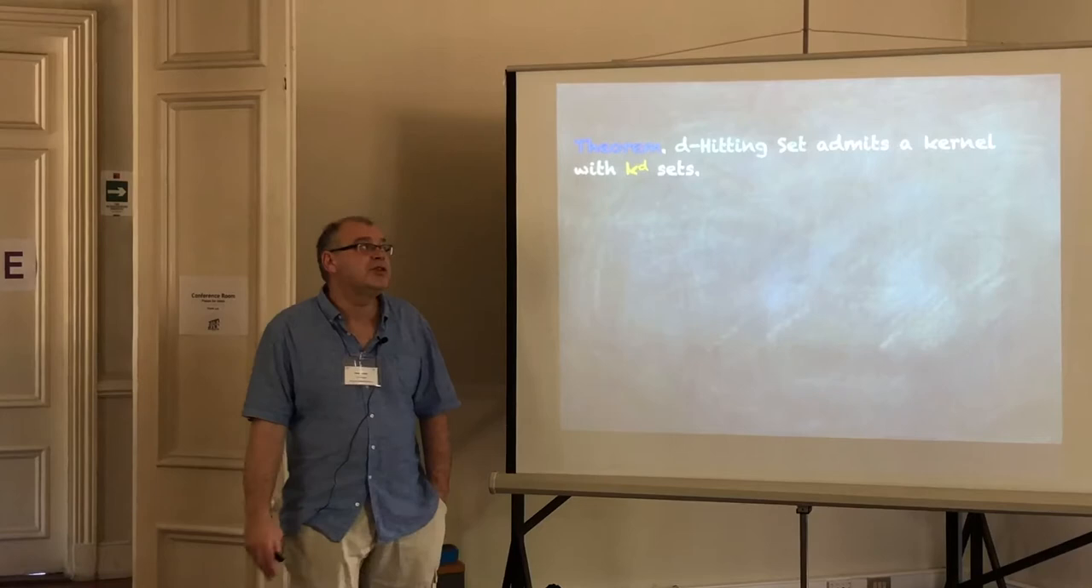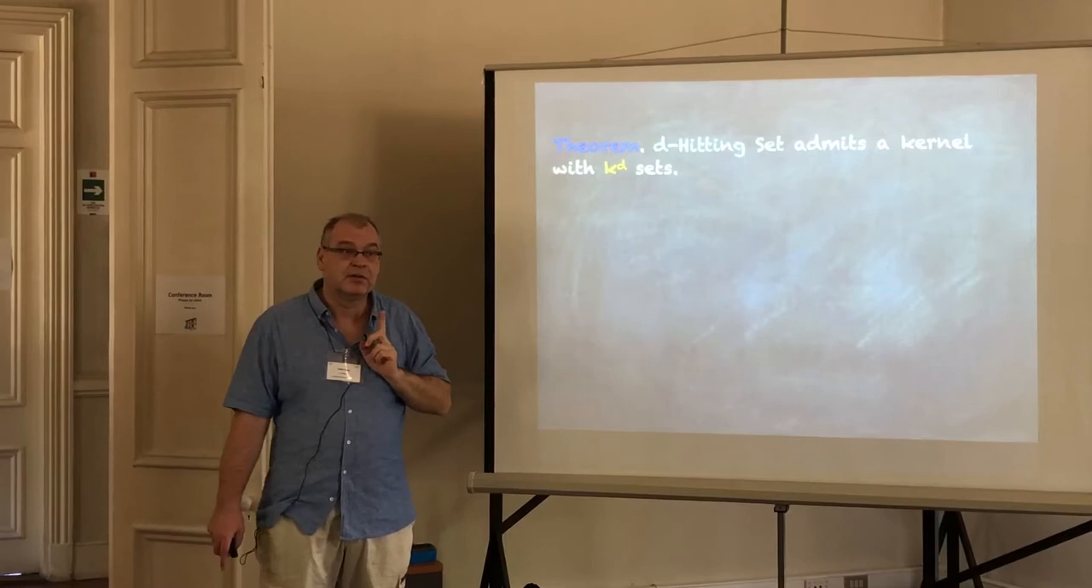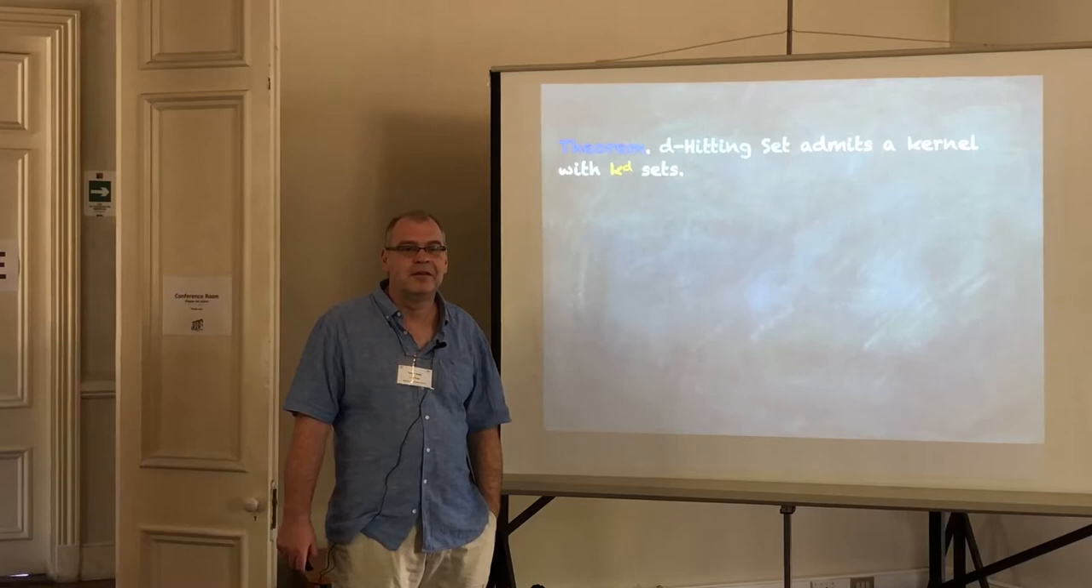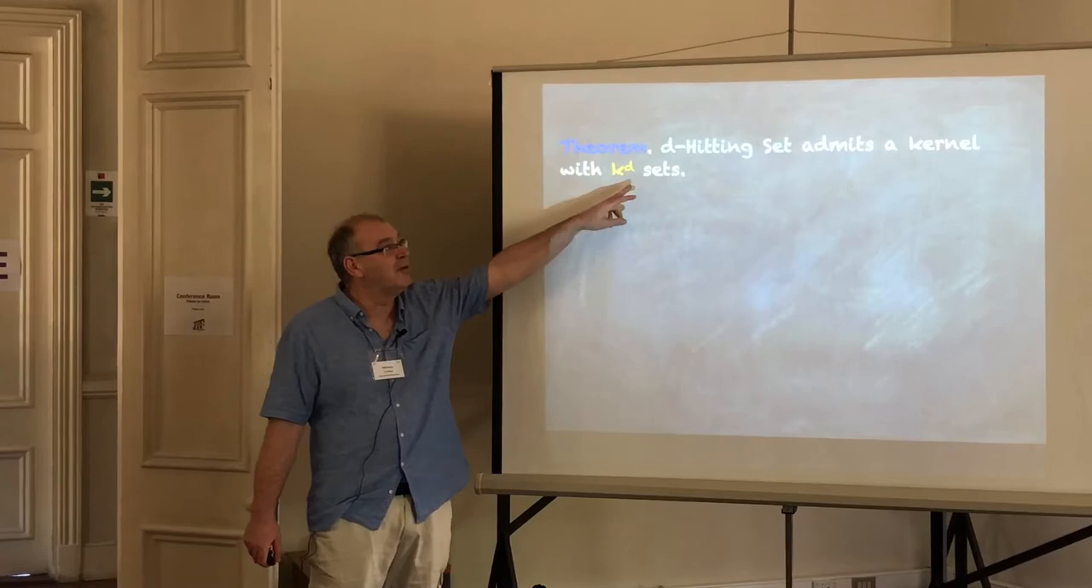Also, I gave you how many sets there are, but actually this kernel also gives me a solution with k d elements. Do you see why? You take one element from the center of each. Exactly, yes, good. And actually, it's possible to improve this kernel to a number of elements k to the power d minus one, but it requires additional work.